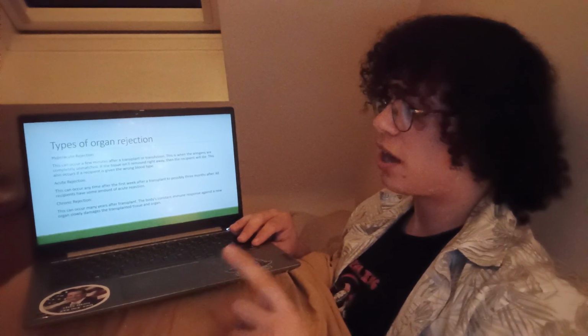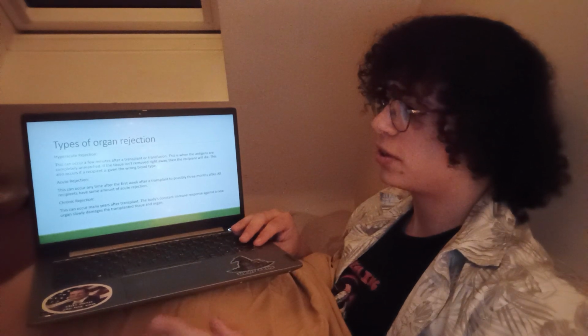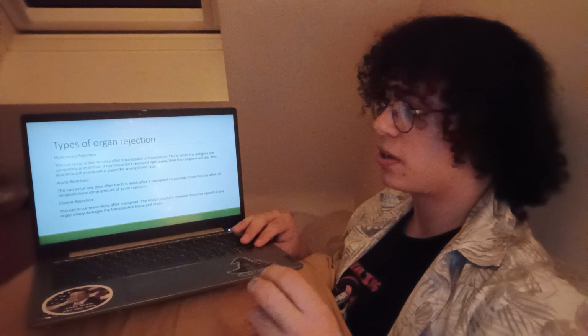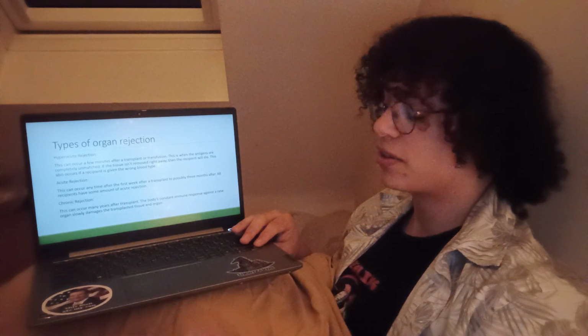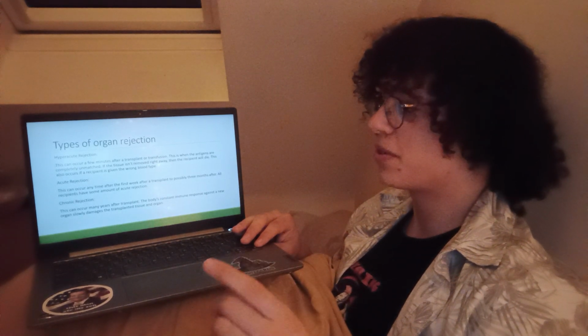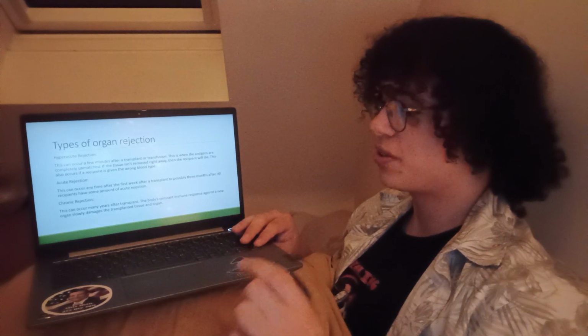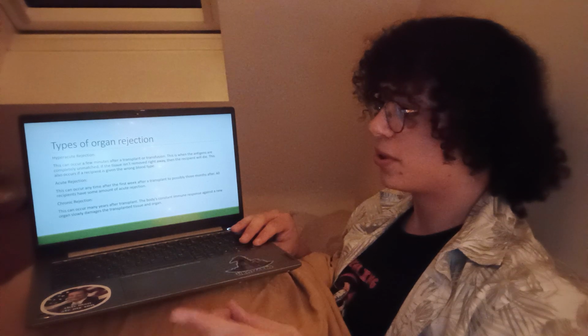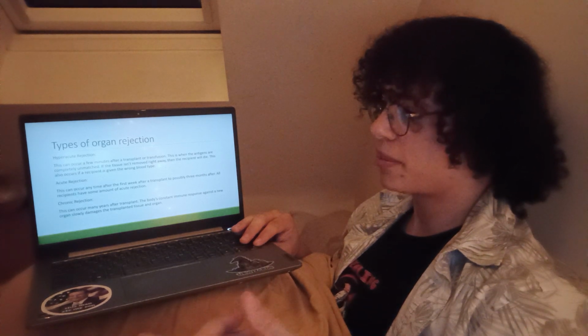Types of rejection. Hyperacute rejection occurs only a few minutes after a transplantation or transfusion, and this is when antigens are completely unmatched. Some sort of massive medical issue would occur for this to happen, and if the tissue is not removed right away, the recipient will die. This also occurs in recipients if they're given the wrong blood type.